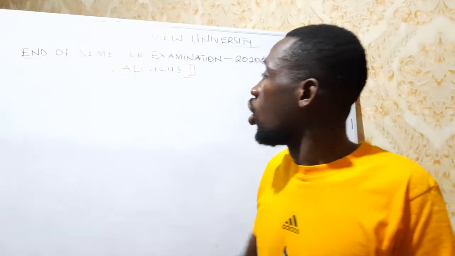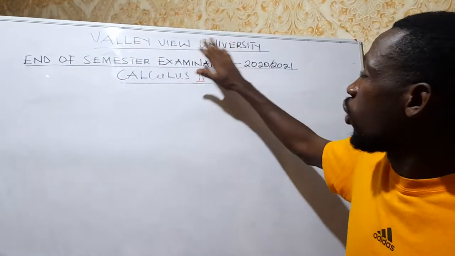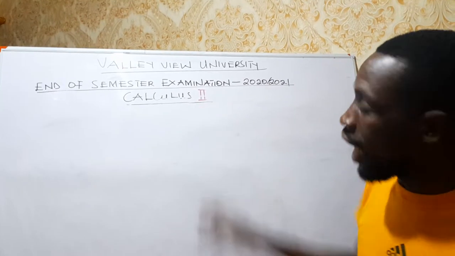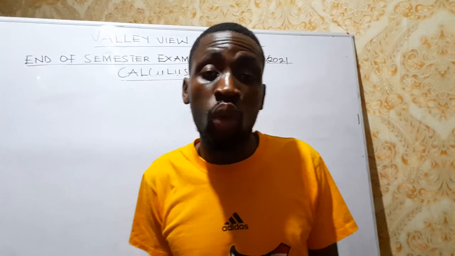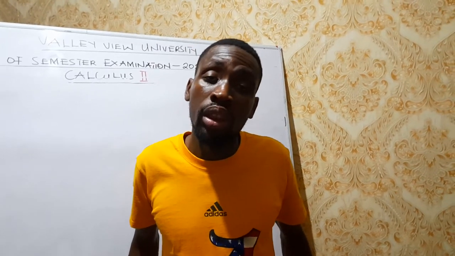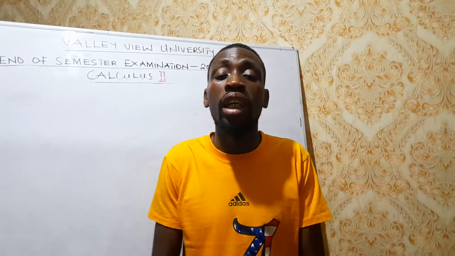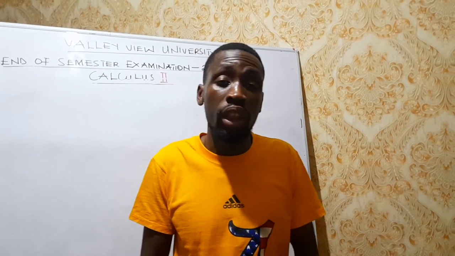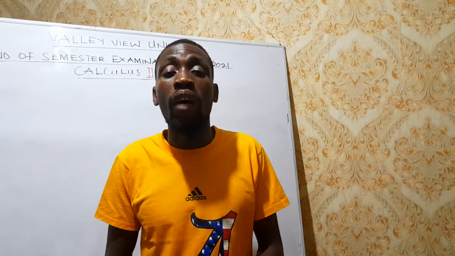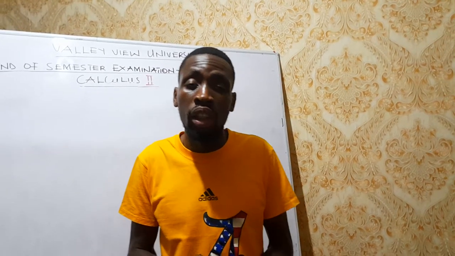Today, we will solve Valley View University end of semester examination 2020-2021 academic year on Calculus 2. This particular examination was divided into two parts, Section A and Section B. Section A consists of two questions where students are supposed to answer all the questions for 40 marks. Each question carries 20 marks. Section B has 5 questions, and students are supposed to answer only 3 questions from there.